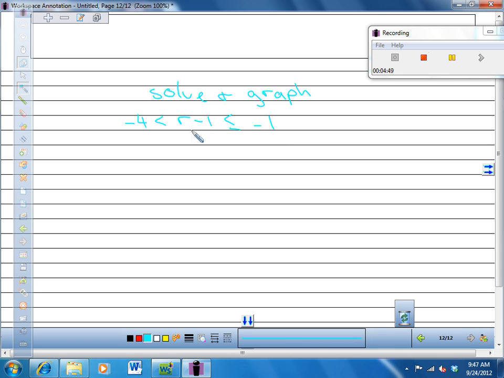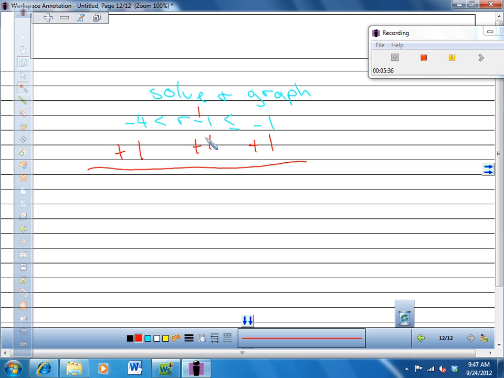So you start right here. What do I need to do to get rid of this minus 1? Very good. Add 1. So I'm going to add 1 here, but this is like a 3-way inequality, so I'm going to add 1 there, and I'm going to add 1 here. It has 3 pieces. Okay?